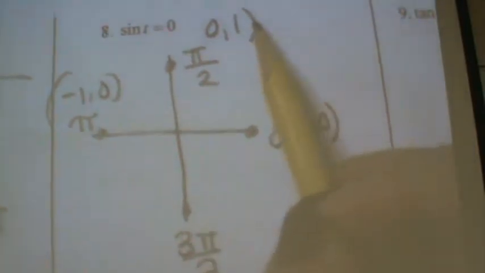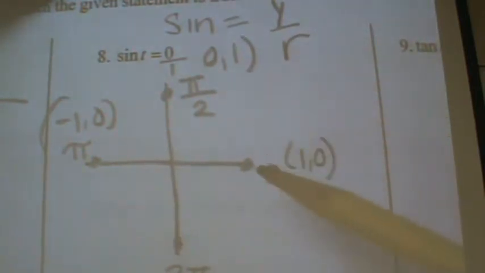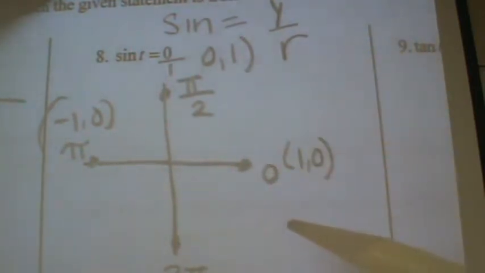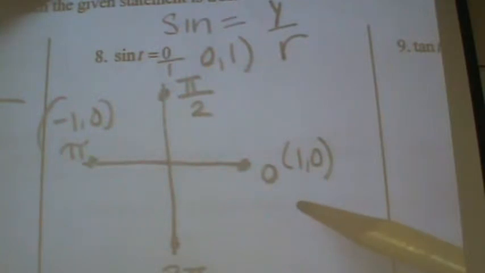By definition, sine is y/r. So how are you going to get a 0/1 ratio? Where is the y value 0? Pi and 0. These two places, your y value is 0.